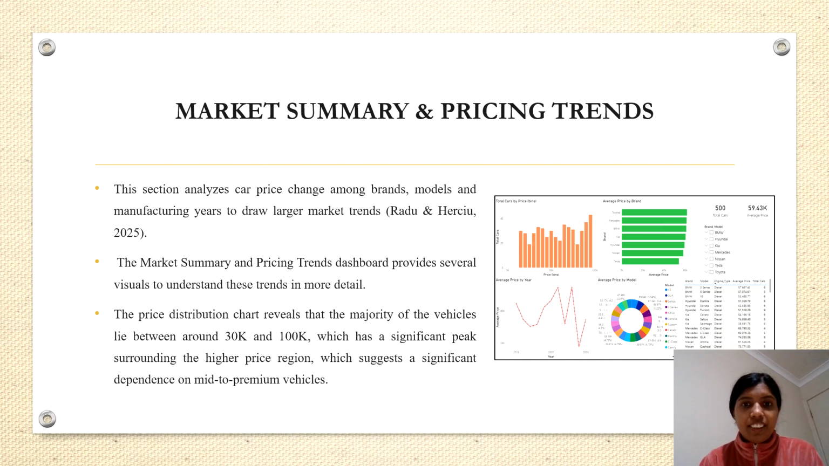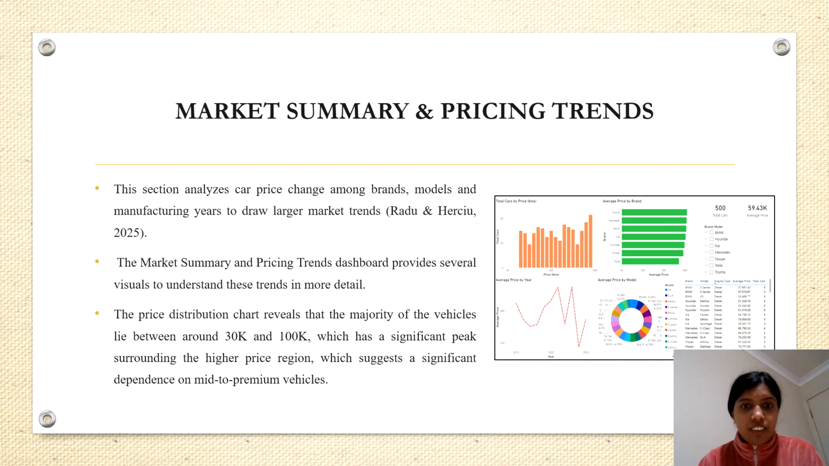This section analyzes car price change among brands, models, and manufacturing years to draw larger market trends. The market summary and pricing trends dashboard provides several visuals to understand these trends in more detail. The price distribution chart revealed that the majority of the vehicles lie between 30K and 100K, which has a significant peak surrounding the higher price region, which suggests a significant dependence on mid to premium vehicles.